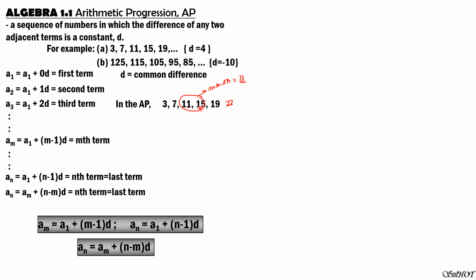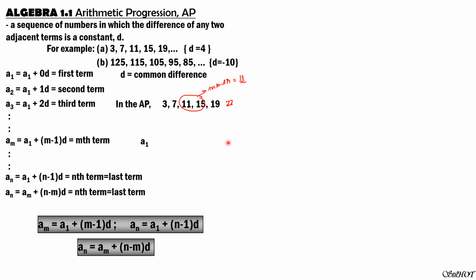And the arithmetic mean is simply the average of 11 and 15. So 11 plus 15 divided by 2 is 13. And that 13 is also the average between 3 and 23. 3 plus 23, 26 divided by 2 is 13. 7 plus 19 divided by 2 is also 13. So 11 and 15 are called arithmetic means. So if there is a specific average, the middle term, that's the arithmetic mean.